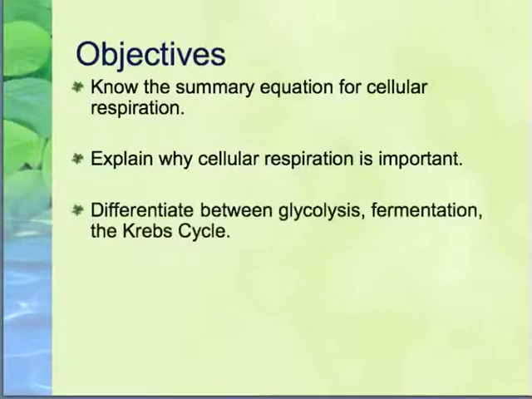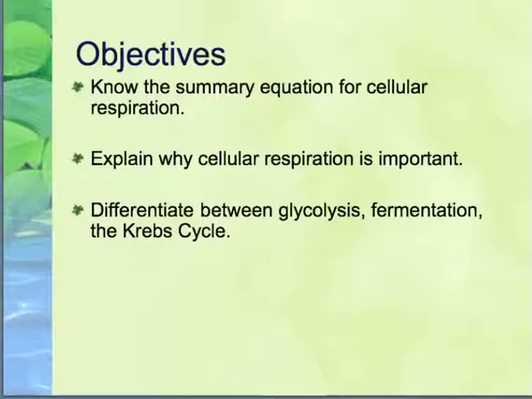If we differentiate glycolysis, fermentation, and the Krebs cycle, there's a couple of things that help us. First of all, glycolysis is the breaking down of glucose. That happens in all cellular respiration. That's where it all starts. But if cellular respiration stops with glycolysis, it's not very efficient. We're only getting about 2 ATP out of it.